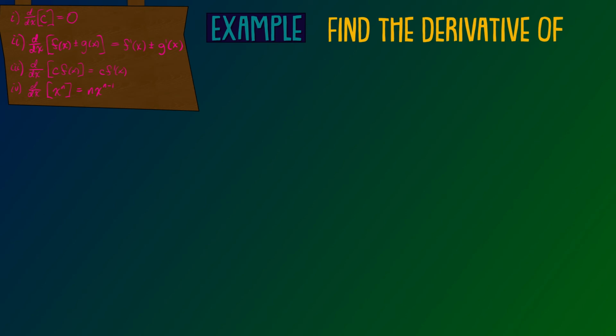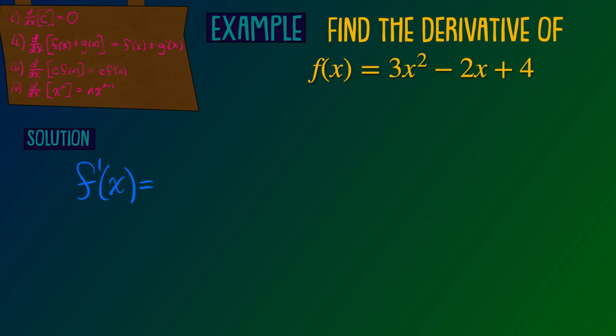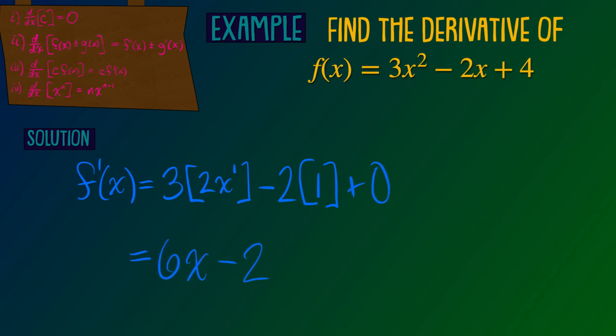Find the derivative of f of x equals 3x squared minus 2x plus 4. So f prime of x is going to be 3 times the derivative of x squared, which is 2x to the first, minus 2 times 1. And that 4, remember, goes to 0. And so we end up here with 6x minus 2.